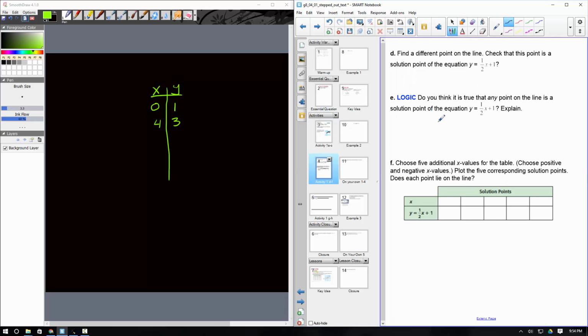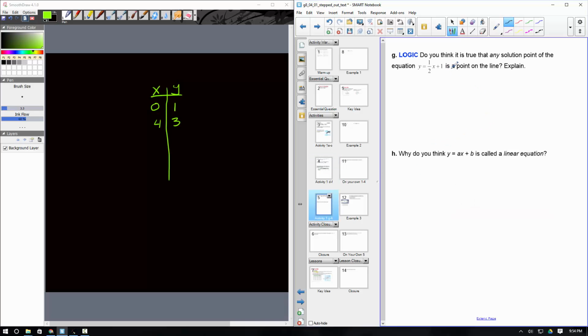And it asks you to find a different point, which is what we just did a moment ago. And it says, do you think it is true that any solution point is a point on the line? And the answer is yes, it absolutely is. Why do you think y equals ax plus b is called a linear equation? Well, you have your y value, you have your coefficient, which is the slope, I guess I'll say. That's what a represents. And then your b is your starting point, where you start the graph.